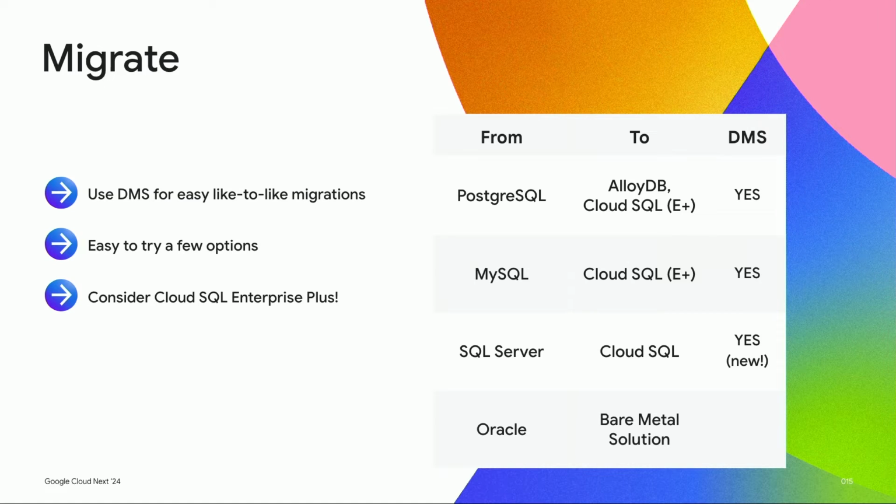DMS also makes it really easy to try a low-stakes POC of Google Cloud's unique offerings like AlloyDB and Cloud SQL Enterprise Plus, so you can see the differentiated performance for yourself. For challenging Oracle workloads, Bare Metal Solution can get you bare metal hardware running Oracle Database within 2 milliseconds of Google Cloud regions, allowing you to get Oracle applications up and running on Google Cloud without major application changes.